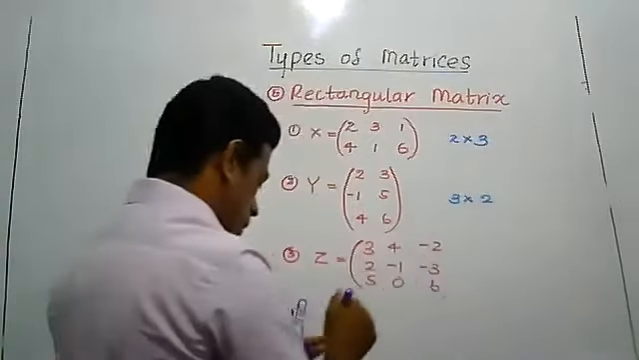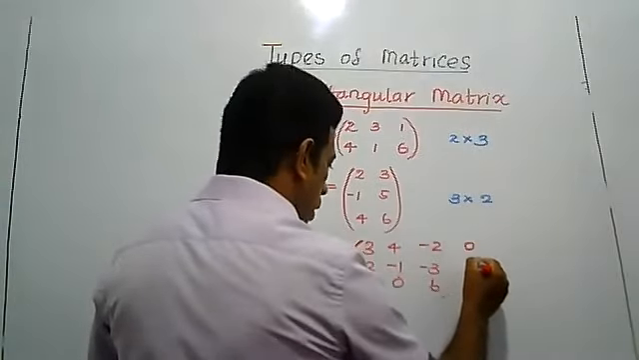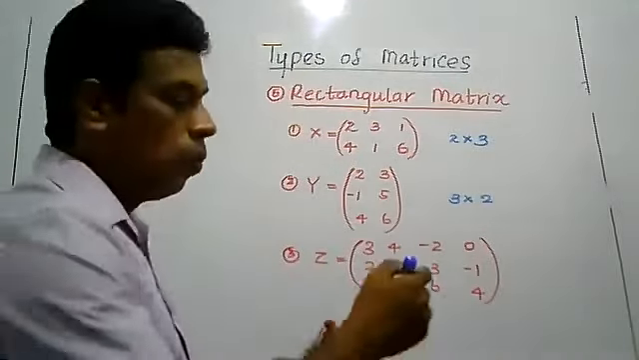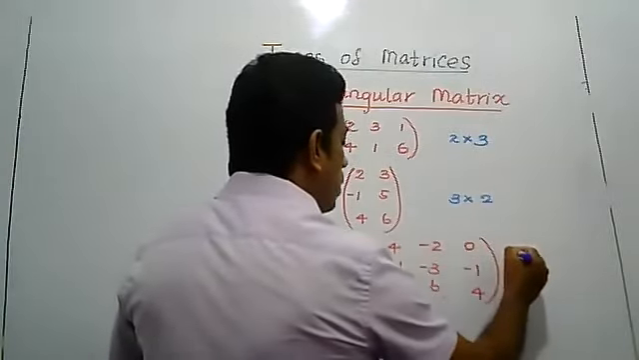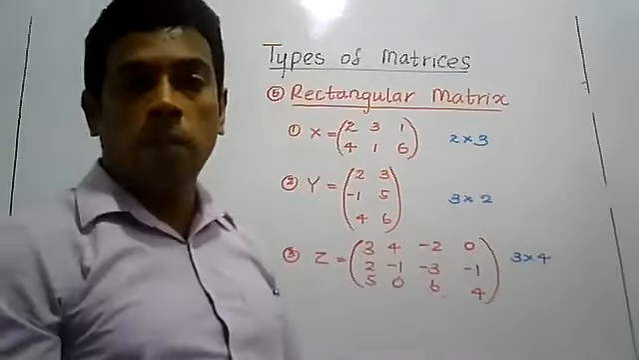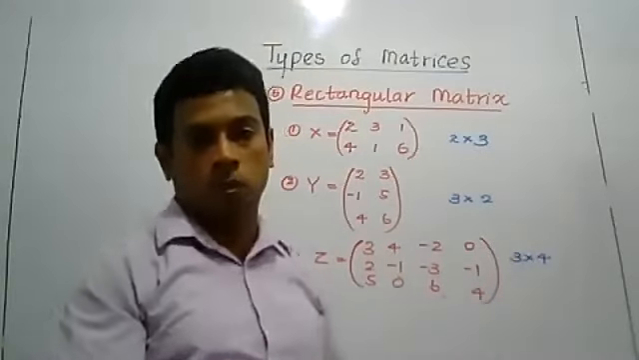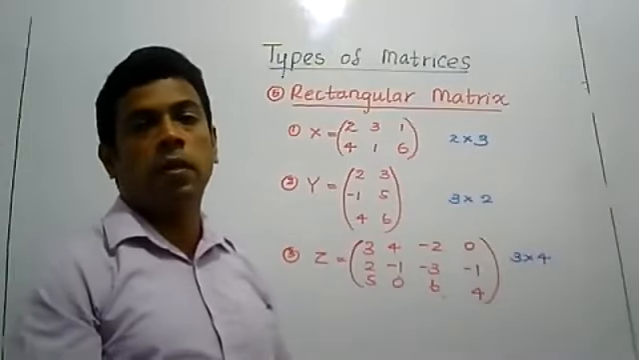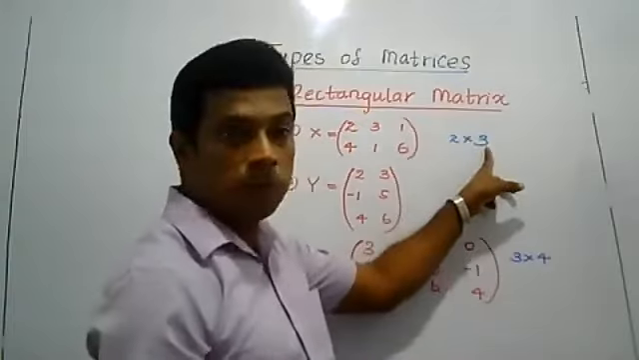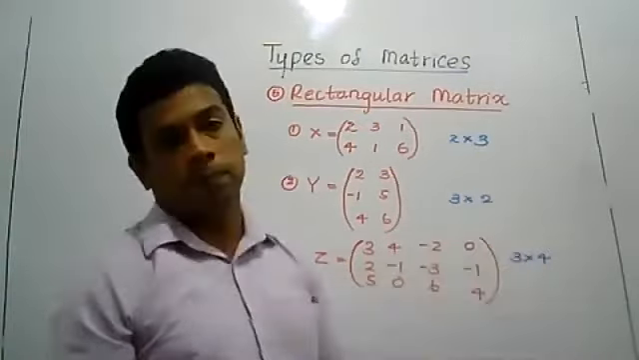So I want to add another element. 0, -1, 4. Now there is a rectangular matrix. So, order of the matrix is 3 rows and 4 columns. When there is a rectangular matrix, the number of rows and columns of the matrix should not be equal. If they are not equal, there is a rectangular matrix. So look at here, 2 by 3, not the same rows and columns, 3 by 2, then 3 by 4.